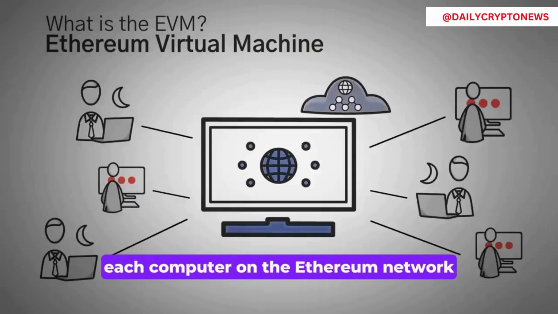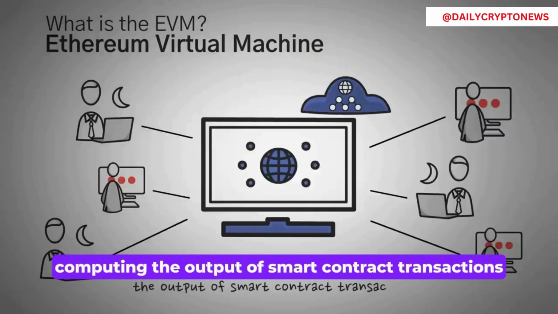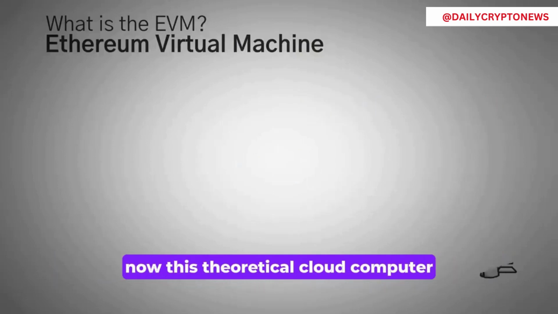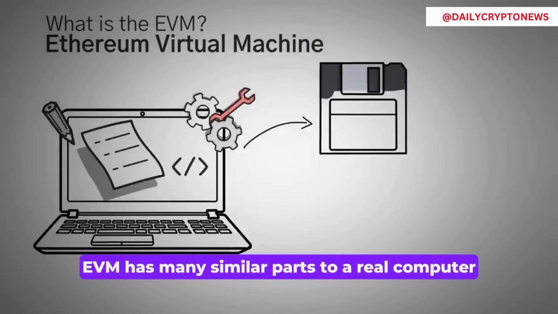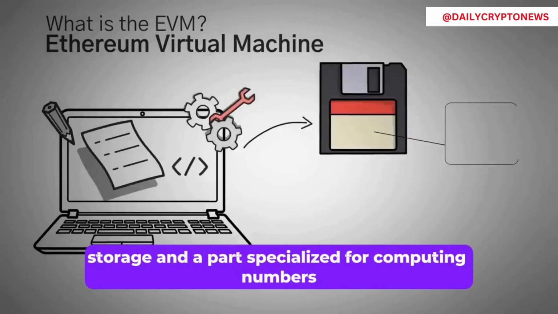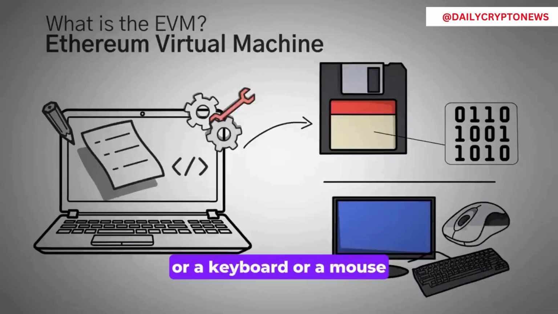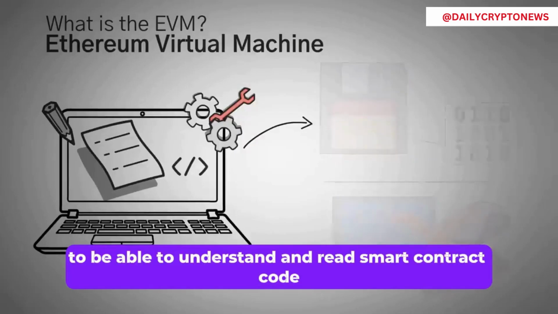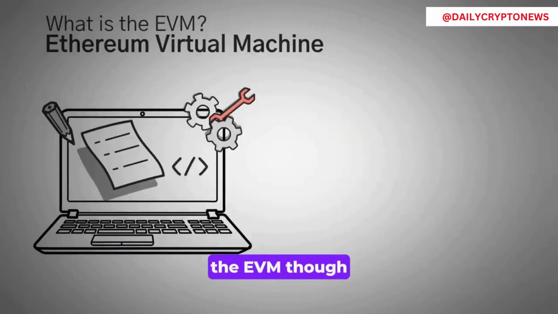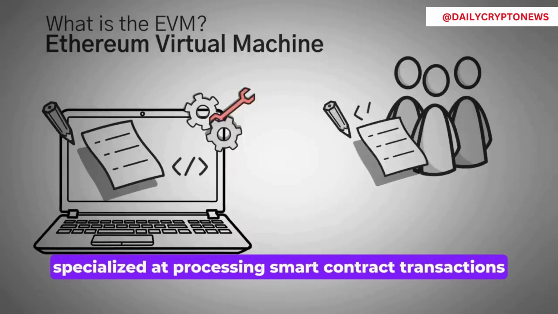Each computer on the Ethereum network runs a piece of software that is basically just computing the output of smart contract transactions. Now, this theoretical cloud computer, EVM, has many similar parts to a real computer, such as memory, storage, and a part specialized for computing numbers. It is different though from a real computer because it doesn't need a monitor or a keyboard or a mouse, but it does need a few unique pieces like a part to be able to understand and read smart contract code. The EVM though is basically just a computer specialized at processing smart contract transactions.